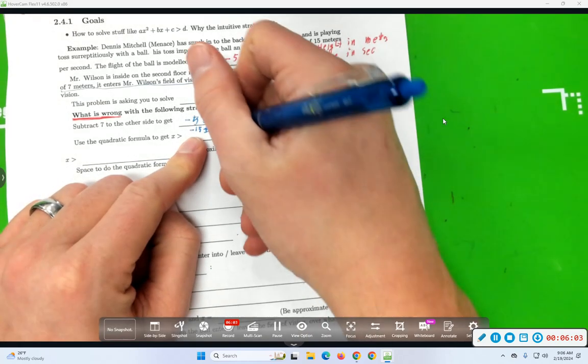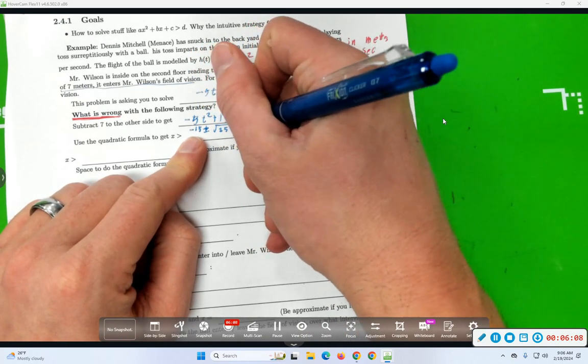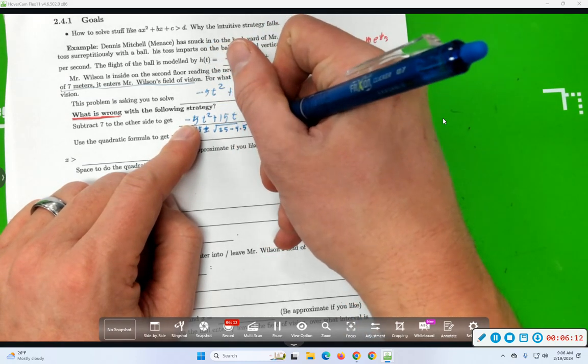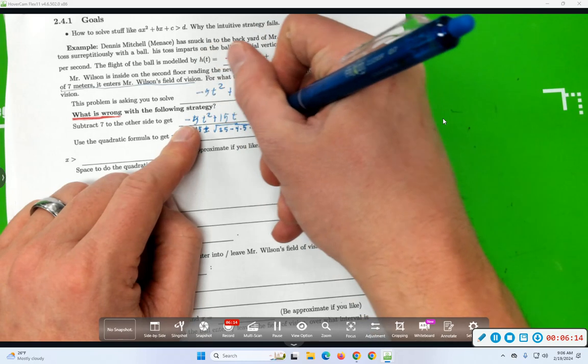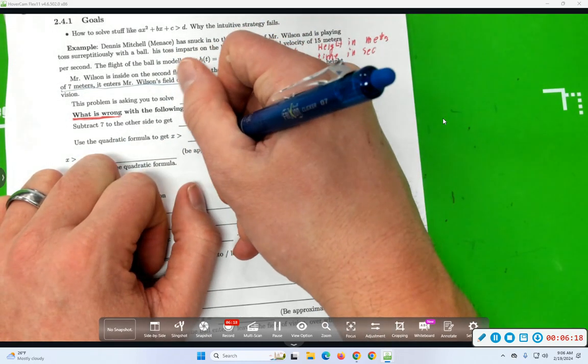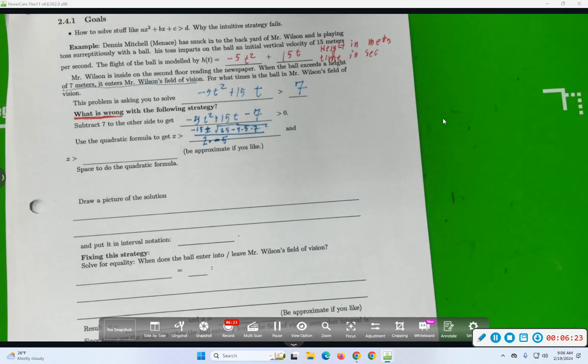Negative b plus or minus the square root of b squared minus 4 times a times c all over 2a. That's not where I was supposed to write that, but that looks like something we can now evaluate, right? Let's just work out what that is.